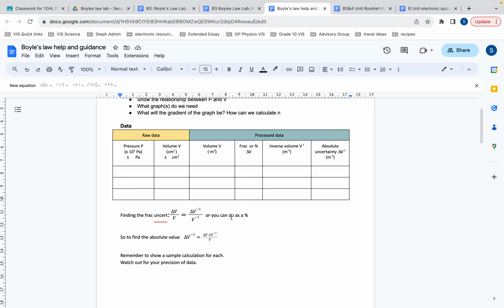Again, just times it by 100 to turn it into a percentage. So then what we're going to do is calculate our absolute uncertainty, our numerical value of uncertainty for the inverse volume. In this case, we're just going to take our fractional uncertainty from this column and multiply it by our inverse volume, and that will give us our absolute uncertainty there.